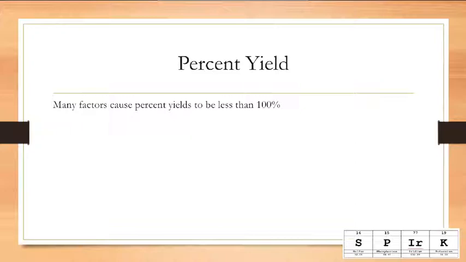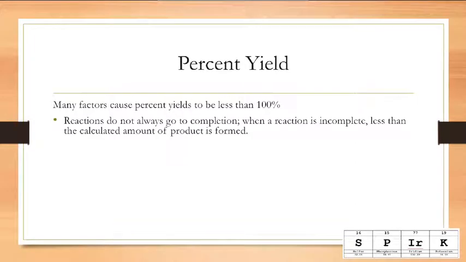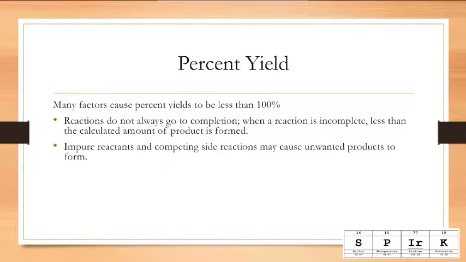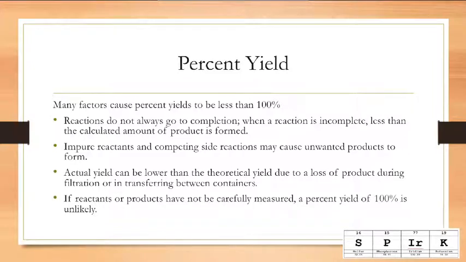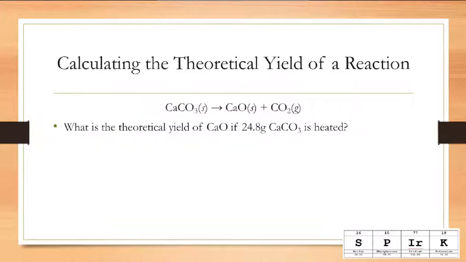Many factors can cause percent yields to be less than 100%. Reactions do not always go to completion. When a reaction is incomplete, less than the calculated amount of product is formed. Impure reactants and competing side reactions may cause unwanted products to form. Actual yield can be lower than theoretical yield due to a loss of product during filtration or transferring between containers, which we saw when we did that copper lab a couple weeks ago. And if reactants or products have not been carefully measured, a percent yield of 100% is unlikely.